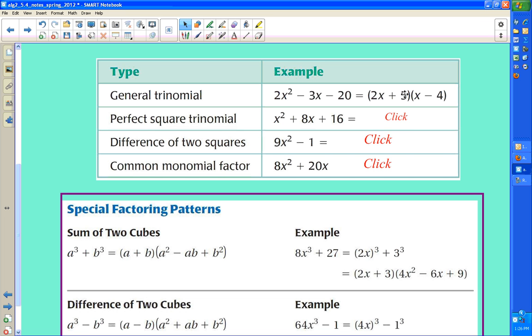I don't care. What I care about is that you can look at this and say, that's a perfect square trinomial, and that you can factor it to x plus 4 squared. And when you see a difference of two squares, that you can factor it instantly to 3x plus 1, 3x minus 1. And when you have a common factor, you can take the common factor of 4x out, and you're left with 2x plus 5 and the 4x outside. Those are all review.